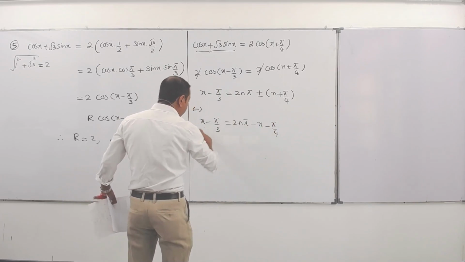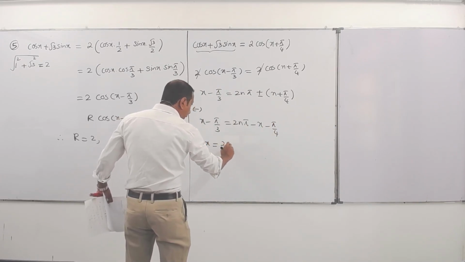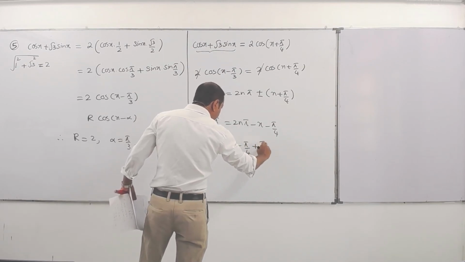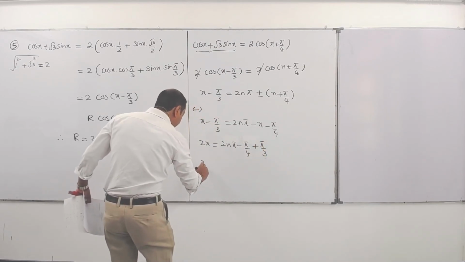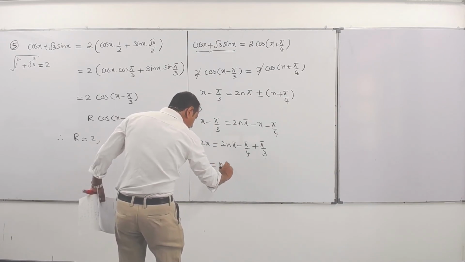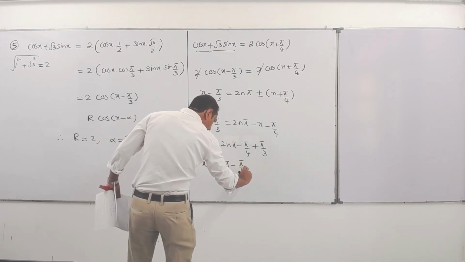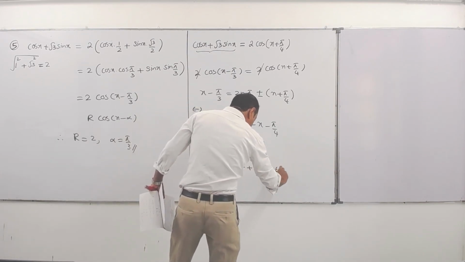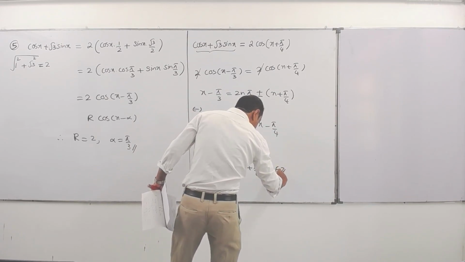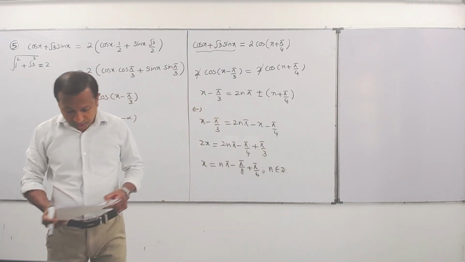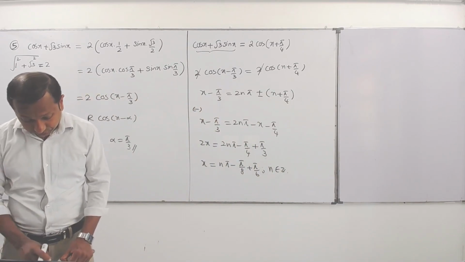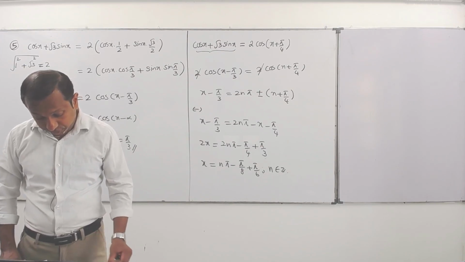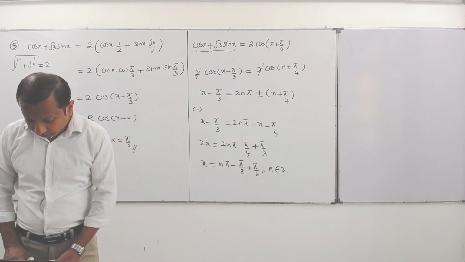So once I take this side, we get 2x equals 2n pi, minus pi by 4, take this right hand side, plus pi by 3, and divide by 2. x equals n pi minus pi by 8 plus pi by 6. n is any integer. Right? n is any integer. Right? This is how we take that.